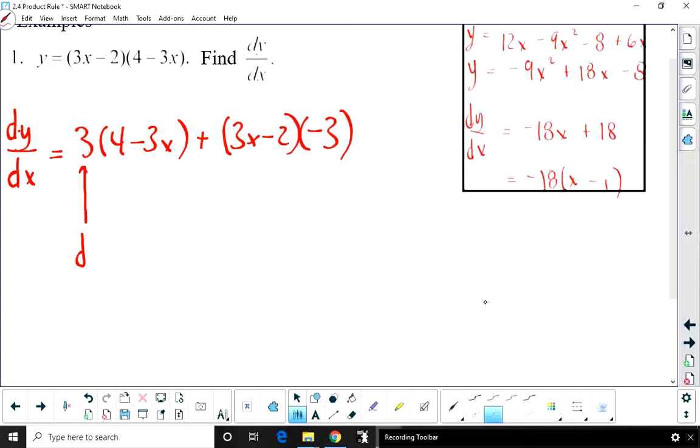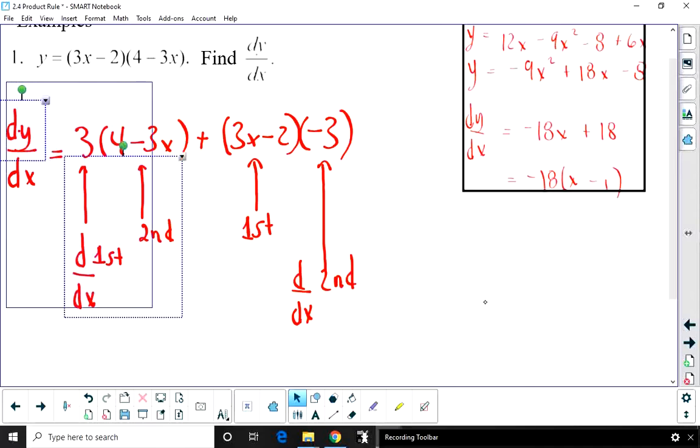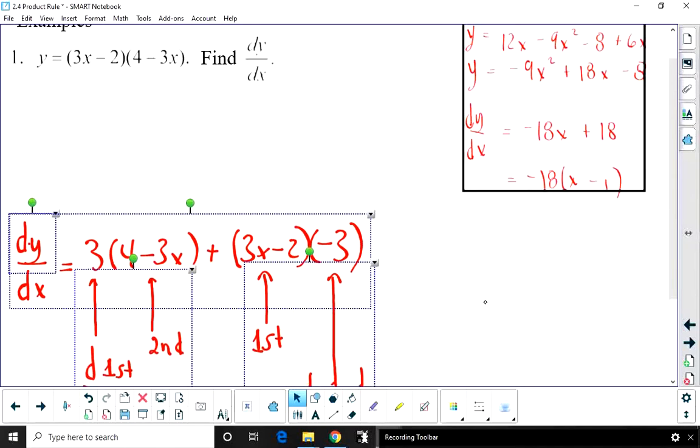This is the derivative of the first. This is the second. This is the first. This is the derivative of the second. So that's what's going on here. Your prof or instructor in post-secondary, when you first learn this, is most likely to write the following. And there's absolutely no reason for you to write it, but you should understand its meaning.